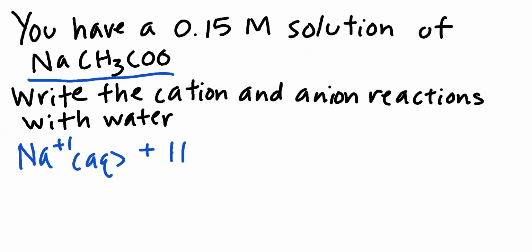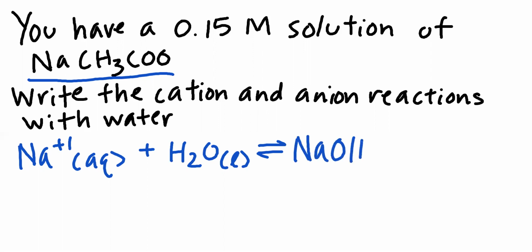plus water. When an ion interacts with water, it's going to either pick up a hydrogen or pick up a hydroxide. That's the way water splits up. Sodium is going to pick up hydroxide to become sodium hydroxide, and that leaves behind the hydrogen.